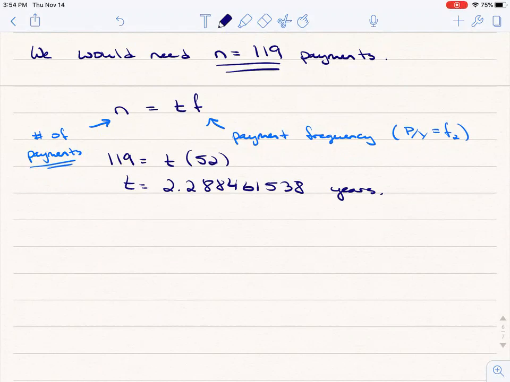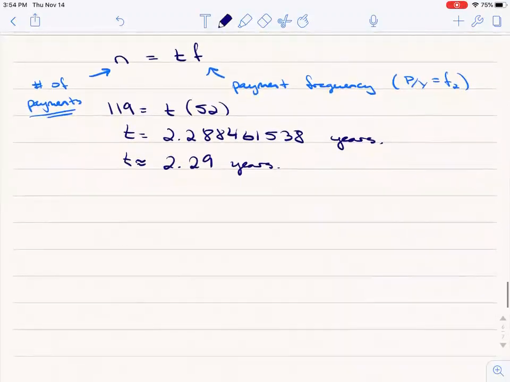And then usually on the test, I would say round time to 2 decimal places. So T would be approximately 2.29 years. Any questions about that? So far, so good. So that's annuities due. There's nothing really crazy going on.